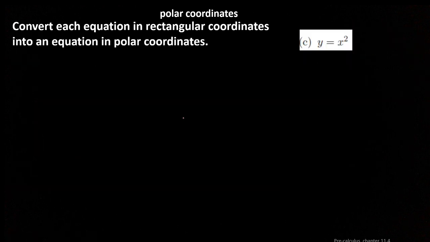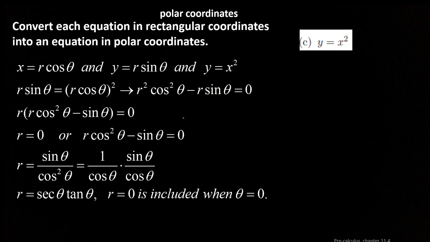All right, what about y equals x squared? Same thing. Let x be r cosine theta, let y be r sine theta, and just move things around so you can isolate r by itself, right? So what you get is basically this right here.